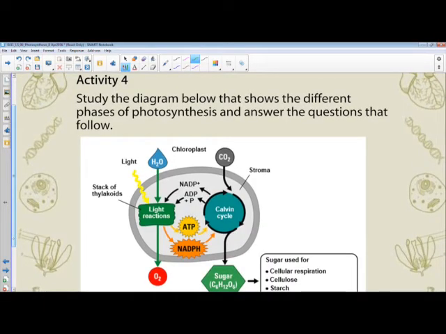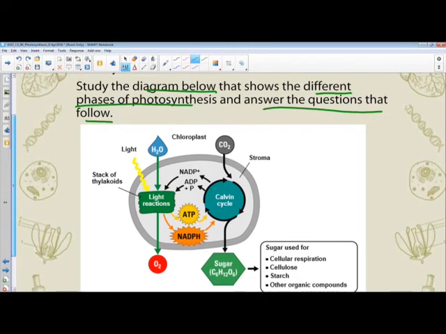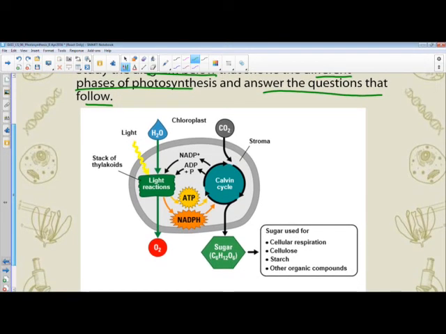Study the diagram below that shows different phases of photosynthesis and answer the questions that follow. So essentially what the diagram shows is a different illustration. It shows you light. It shows you the light reaction here. And here we're seeing the Calvin cycle, or the light independent phase. We call that the dark phase, and I don't like using the word dark phase. I'd rather use the light independent phase.